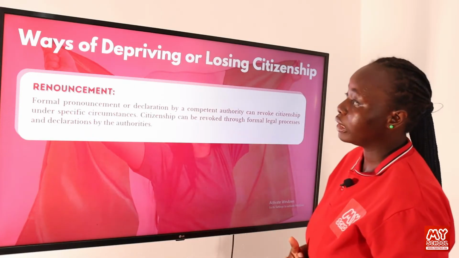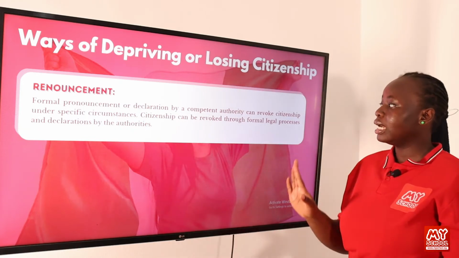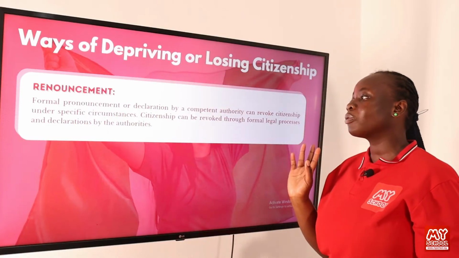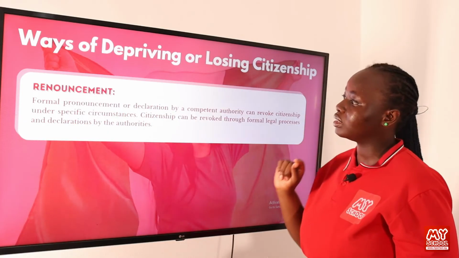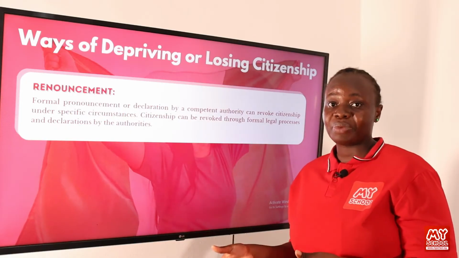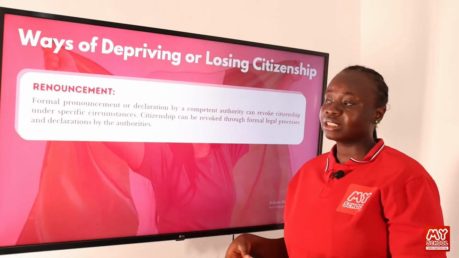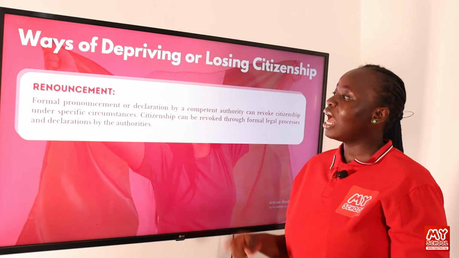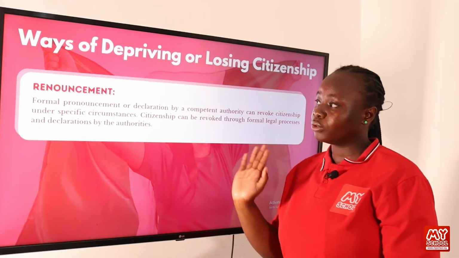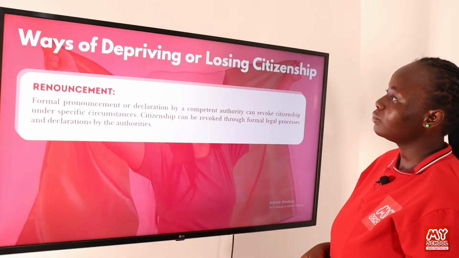Okay, so we also have renouncement. So formal pronouncements or declarations by a competent authority can revoke citizenship under specific circumstances. So citizenship can be revoked through formal legal processes and declarations by the authorities. So here, even a citizen by birth can choose to renounce his citizenship, but you have to do it through legal means. It is stipulated within the Constitution, and you have to have legal experts present who can guide you through the process of renouncing your citizenship. Now let's move on to the next slide.